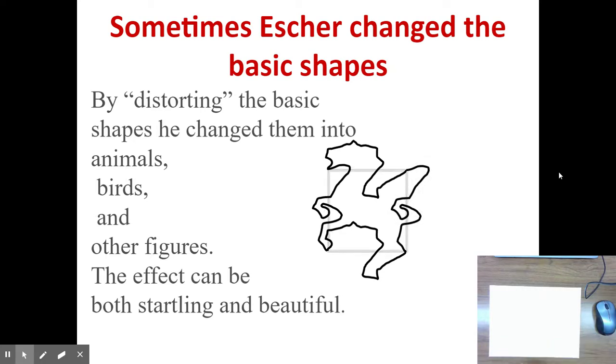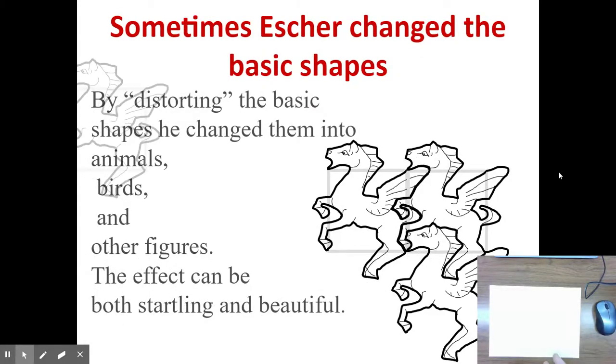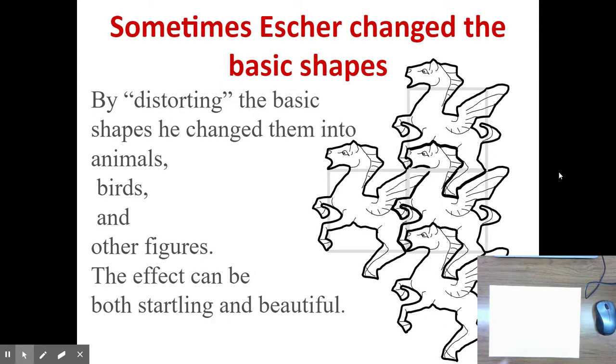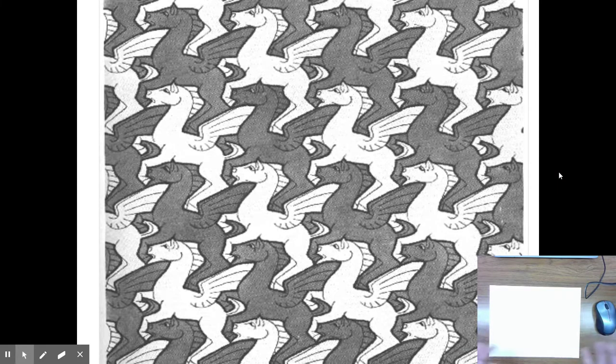So as we can see here, he's cut this basic square into a Pegasus, and then he repeats that shape, and they all interlock with each other until the whole paper is filled. And this could go on and cover the whole Earth, wrapping around the Earth and connecting back to itself.